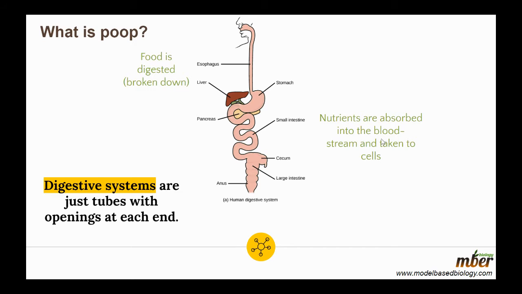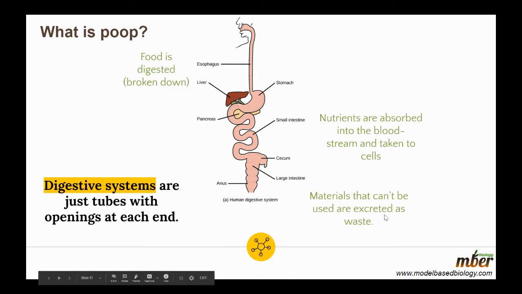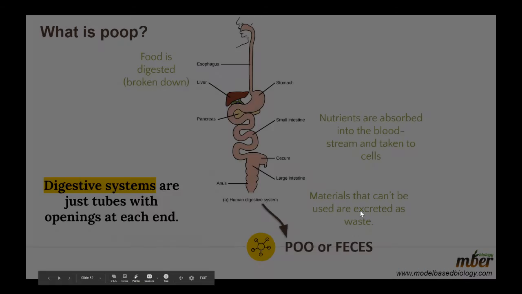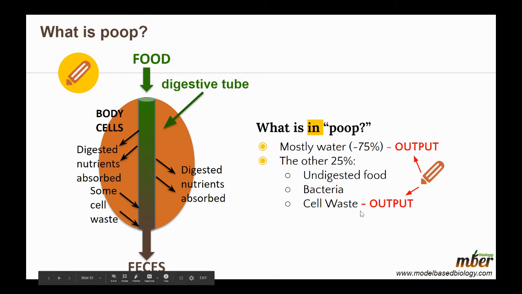You don't have to write this down. The materials that can't be used are excreted as waste. So that's your poop. The things we can't use, we get rid of as fecal matter, which is poop or feces. I just need a sticker or a magnet of the poop emoji. So what's in poop? It's actually mostly water. The other 25% is undigested food, bacteria, and cell waste. You better be glad it's mostly water, because if it wasn't, it'd be like pooping out rocks. And you don't want to do that.